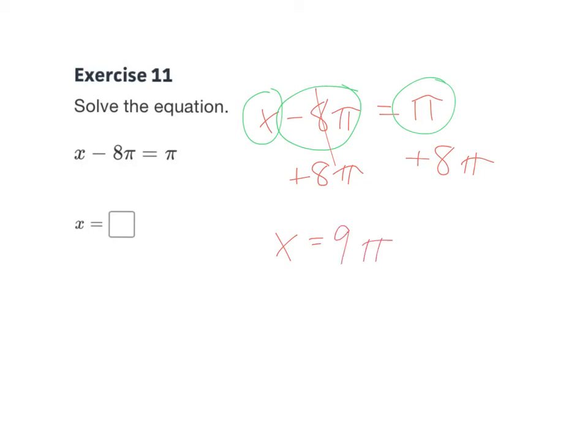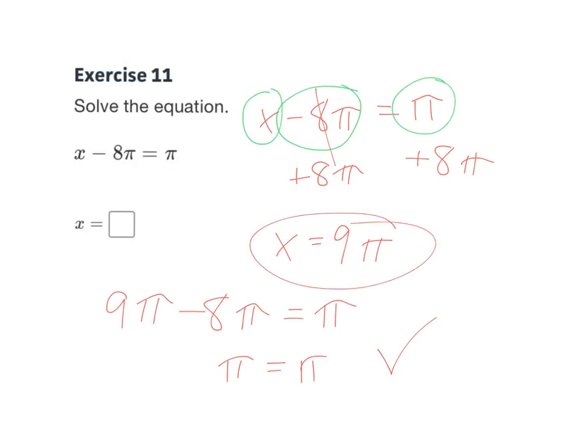If you were going to check it, you'd have 9 pi minus 8 pi equals pi. 9 minus 8 is just going to be 1 pi. I get pi is equal to pi. There is my check. Here is my answer.